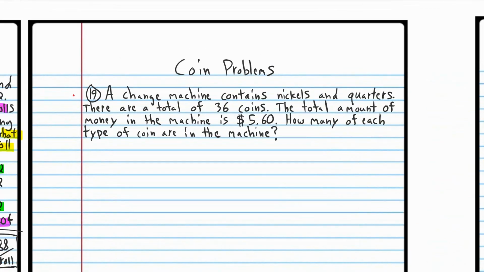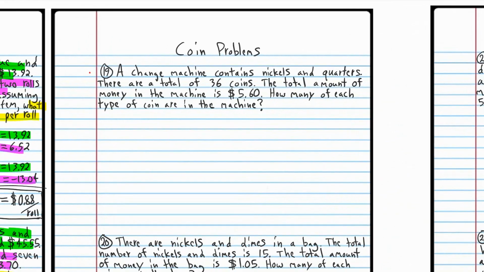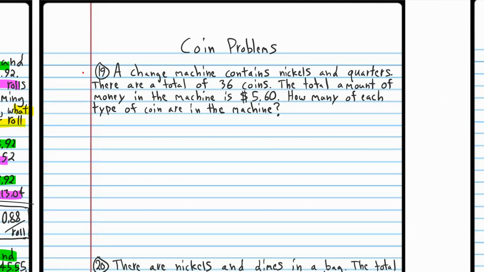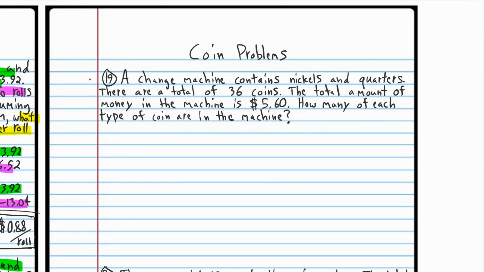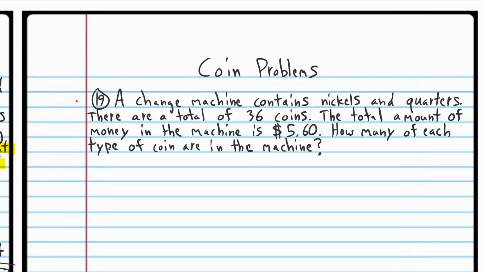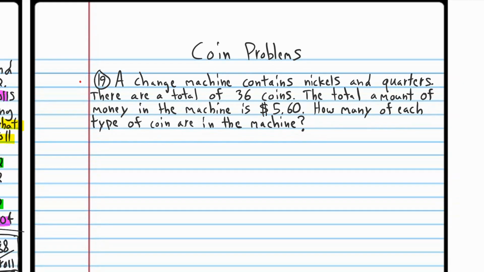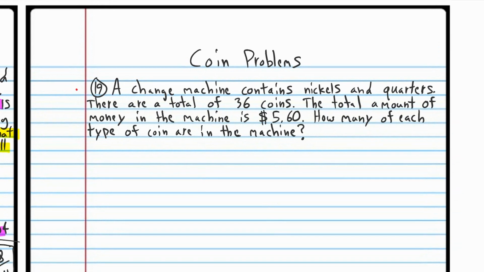All right, we're going on to coin problems now. So I'll try a couple of these coin problems together before you try one on your own. A change machine contains nickels and quarters. There are a total of 36 coins. The total amount of money in the machine is $5.60. How many of each type of coin are in the machine? These are very common problems, so you're going to need to know how to do these coin problems. But they are kind of unique, so we need to get used to these.